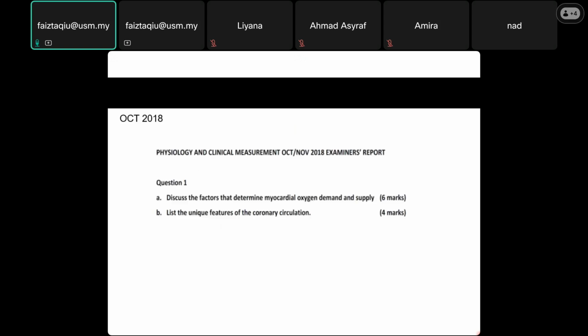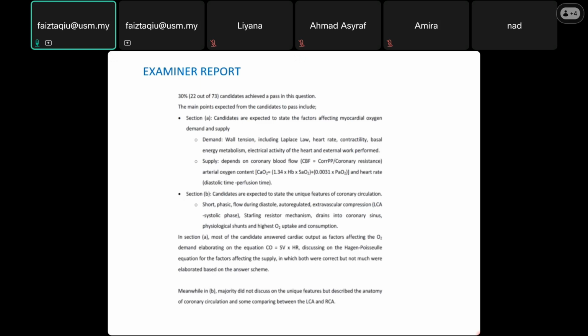Okay, so next is October 2018. I think the B part. A patient, part of cardiac oxygen demand is advised. Okay, so list the unique features of coronary circulation. For section A, candidates are expected to state the factors affecting myocardial oxygen demand and supply. So you have to mention demand: wall tension, including Laplace law, heart rate, contractility, vessel energy, metabolism, electrical activity of the heart, and external work performed. For the supply, explain the determinants of coronary blood flow.